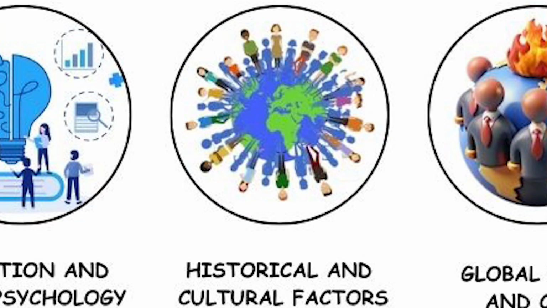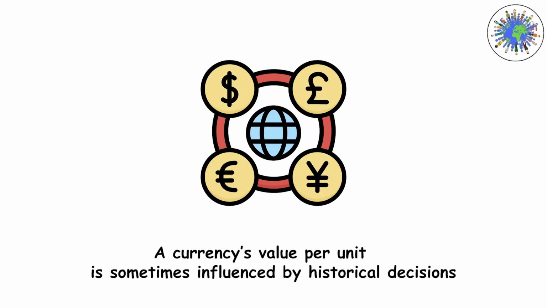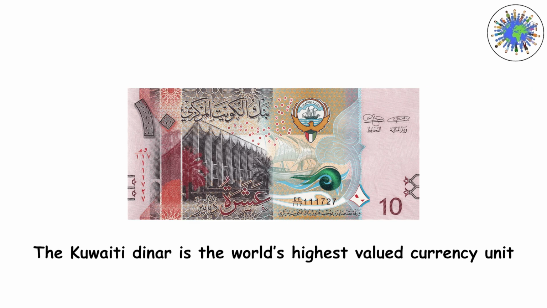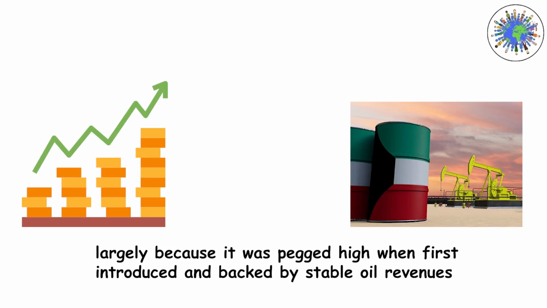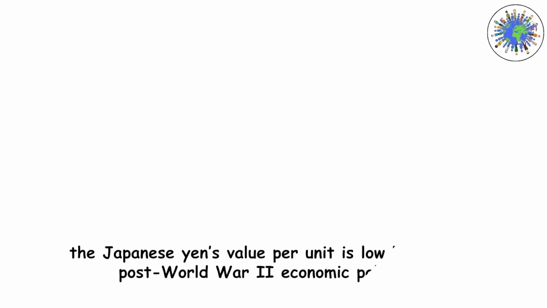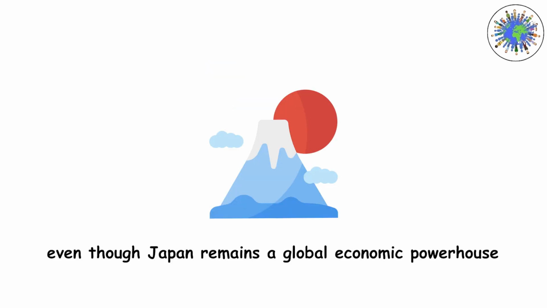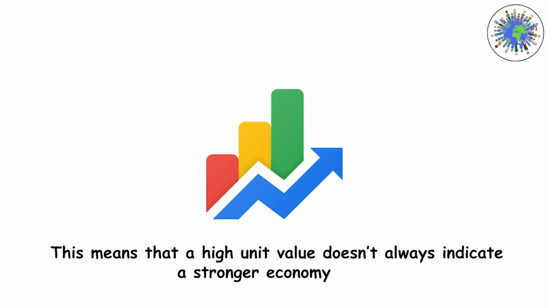Historical and cultural factors. A currency's value per unit is sometimes influenced by historical decisions rather than current economic strength. The Kuwaiti dinar is the world's highest valued currency unit, largely because it was pegged high when first introduced and backed by stable oil revenues. Conversely, the Japanese yen's value per unit is low because of post-World War II economic policies, even though Japan remains a global economic powerhouse. This means that a high unit value doesn't always indicate a stronger economy.